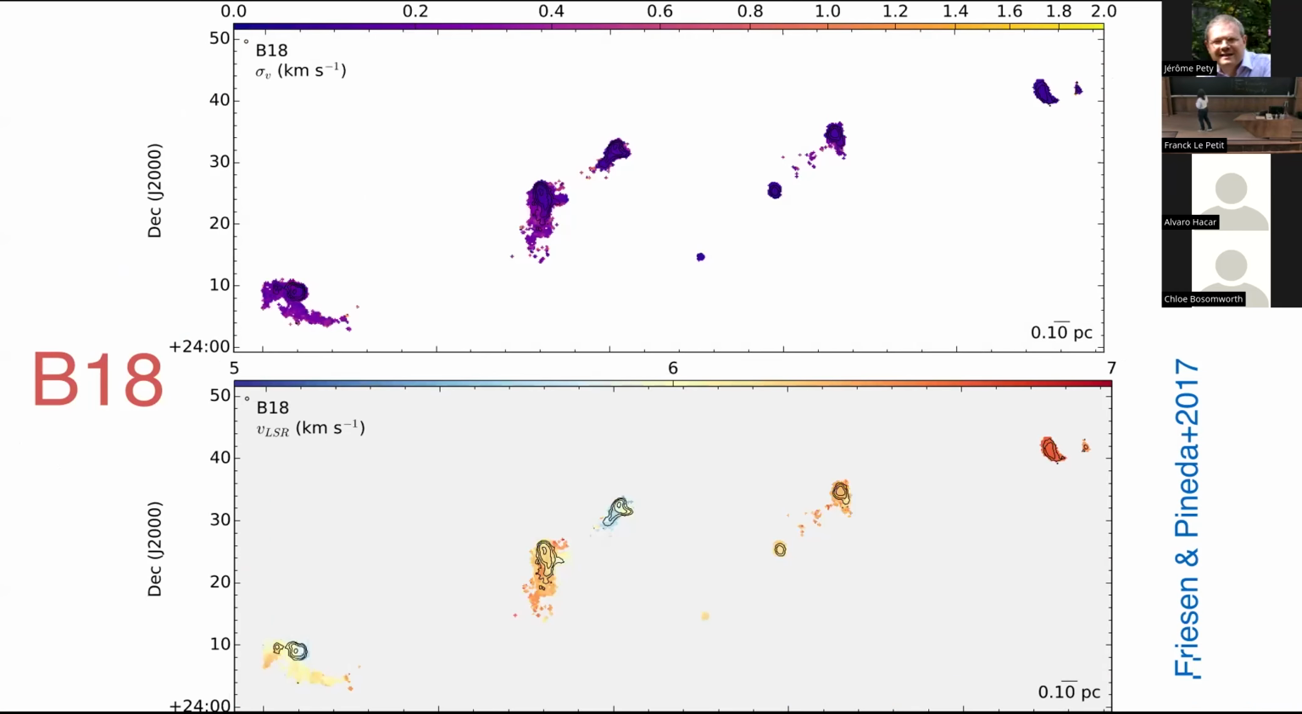And if we go to the kinematic information, you can see that most of them, the dark patch is right at the center of the core. And then outside, you see some broad line widths. So this is a trend that systematically we see in many of these regions.